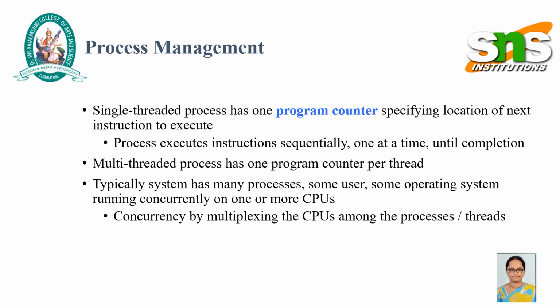A single-threaded process has one program counter specifying the location of the next instruction to execute. The process executes instructions sequentially, one at a time, until completion. A multi-threaded process has one program counter per thread. Typically, the system has many processes, some user and some operating system, running concurrently on one or more CPUs.